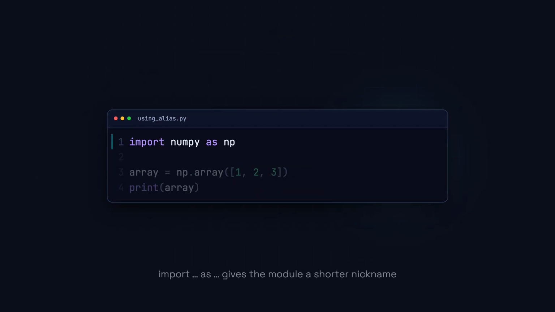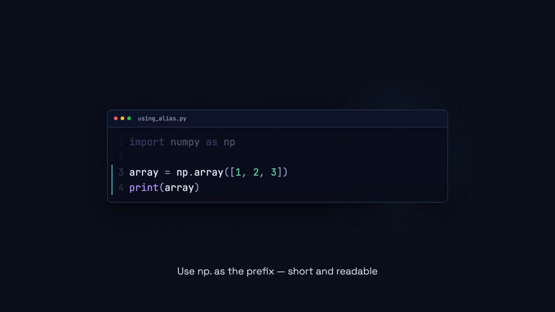Sometimes a module name is long to type every time. Adding as np after the import gives numpy a short nickname for the rest of your file. Now, instead of writing numpy.array, we write np.array. The alias np refers to the same module, just a shorter name.